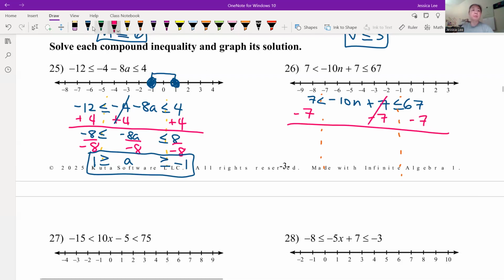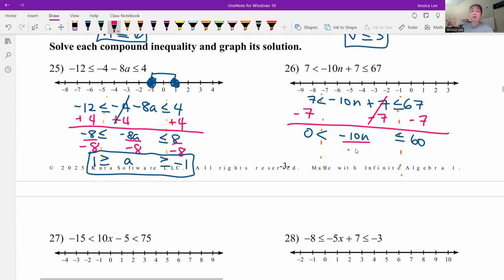And okay, this is going to trip people up, but did you notice 7 minus 7 is 0? A lot of people just ignore that. They just erase it, like it doesn't even exist, right? But you need to write that down. 7 minus 7 is 0, is less than -10n, because 0 is still a number, right? It's still a solution. Less than or equal to 60.